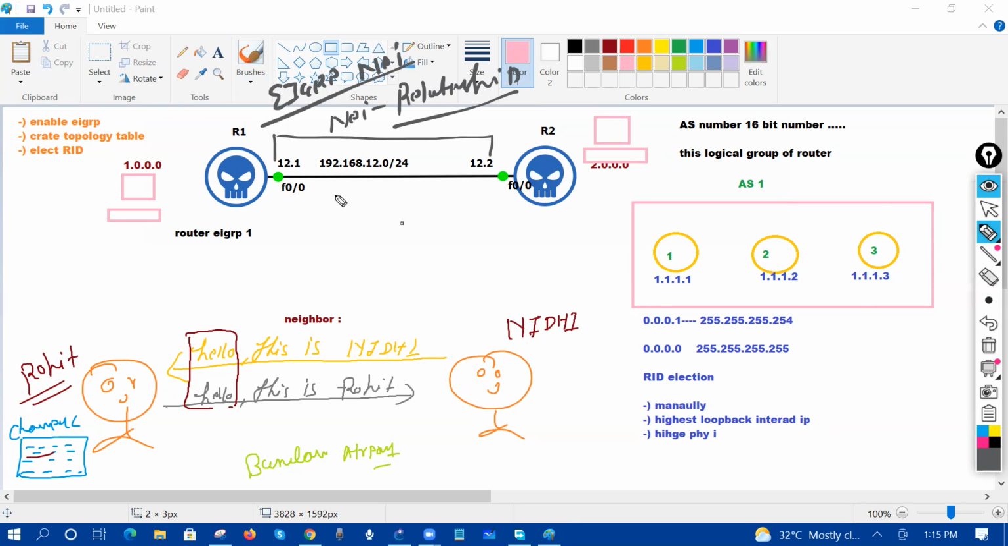So once they form the EIGRP neighborship, now what happened? R1 has knowledge about R2 and R2 has knowledge about R1. Same like that, once Nidhi has exchanged her own information with Rohit and Rohit has exchanged his own information with Nidhi, Nidhi knows who Rohit is and Rohit knows who Nidhi is. Same thing. Once they form the neighborship between R1 and R2, R1 knows about R2 and R2 knows about R1, not detailed information.